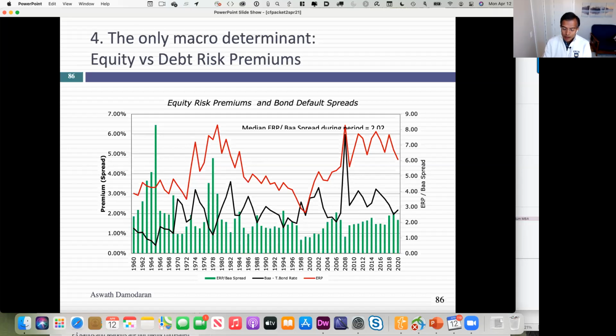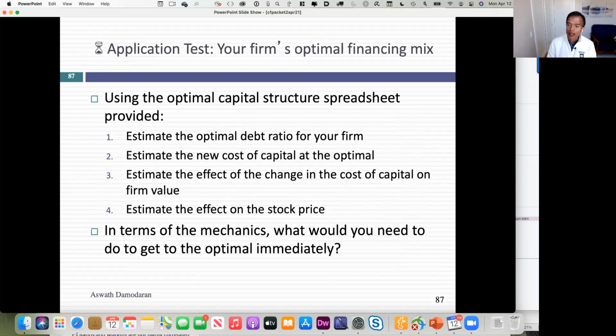I remember in 2006 and 7 in this class, people were coming back with optimal debt ratios of 60 and 70% for many companies. Why? Because at the price of risk then, it actually made sense to go out and borrow money because you were paying such small default spreads. We're not in one of those unusual times right now, so I'm not expecting it to be a dominant force, but it's something to keep track of over time to understand why capital structures vary over time.